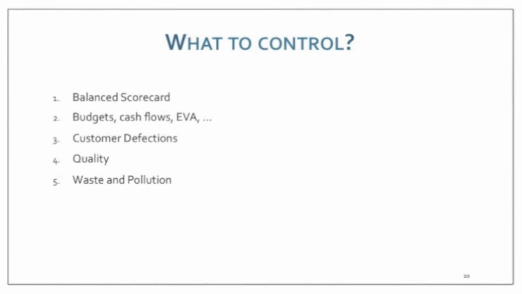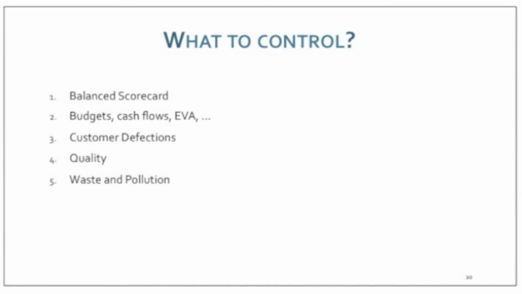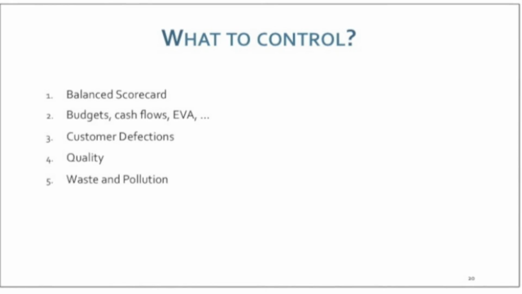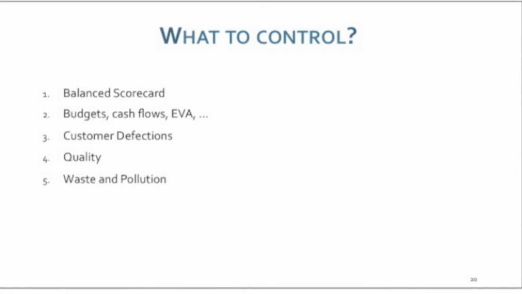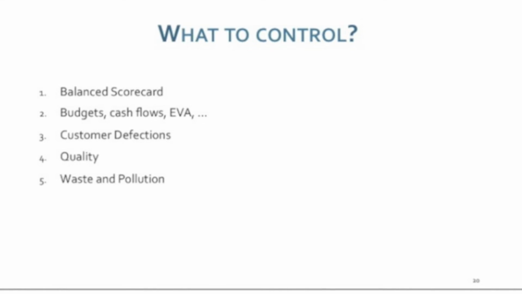So now, what to control? There are different things to control as a manager. For example, a balanced scorecard, budgets, cash flows, EVA, customers' defections, quality, waste and pollution. So these are different components that can be an idea or a measure of a control.